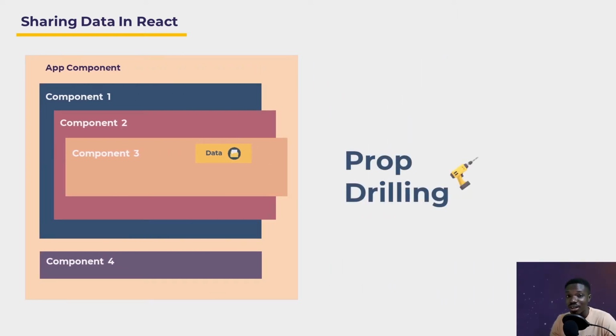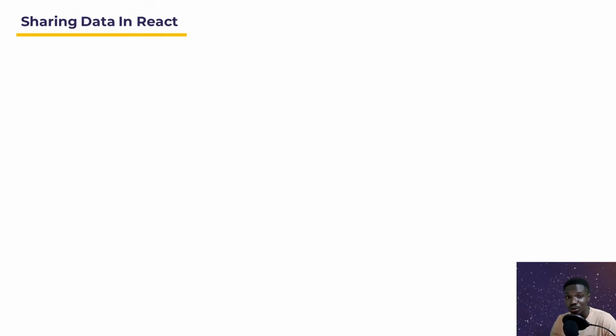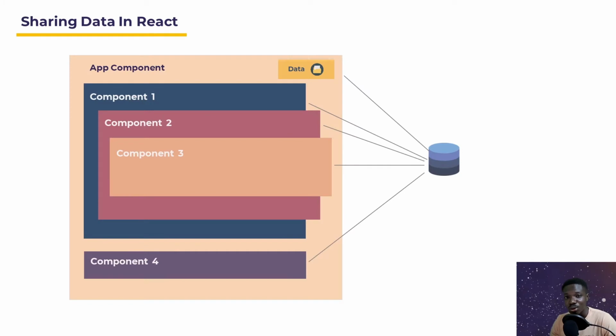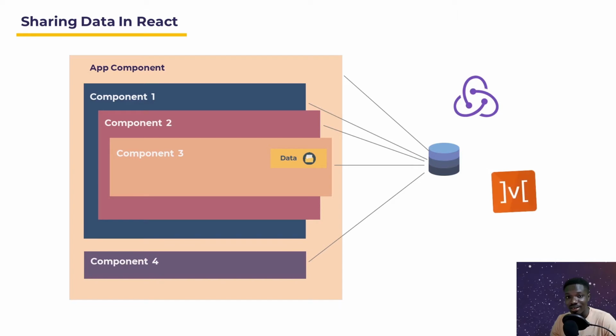Prop drilling can be very cumbersome in large React applications, and one solution to this is to create a global state. So in this scenario, the app component can send data to the global state, and then component 3 can get direct access to the data. This is a solution that MobX and Redux provided, and using React context can help us achieve the same thing without adding external libraries to our application.